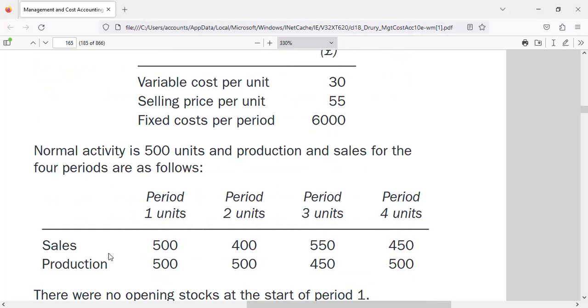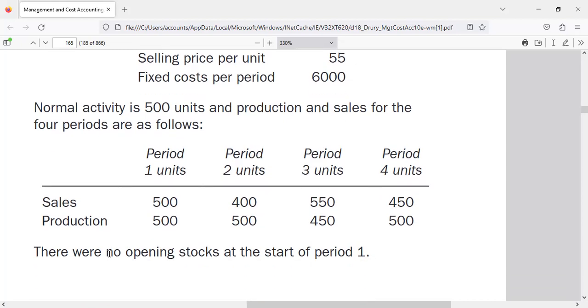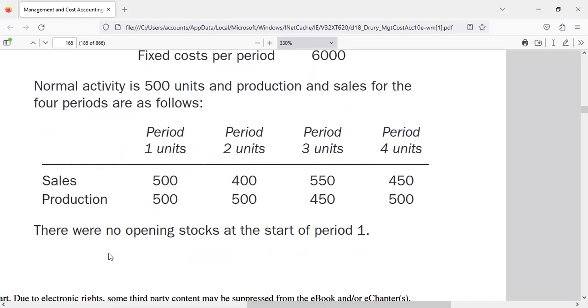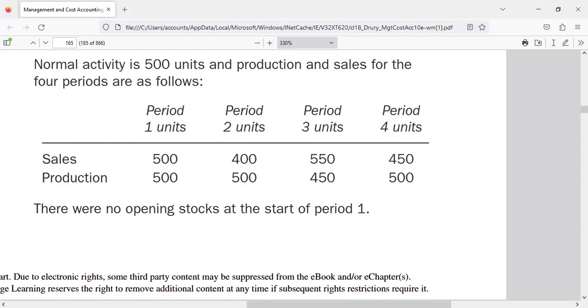In period 1, sales are the same as production. In period 2, production exceeds sales. In period 3, sales exceed production. In period 4, production exceeds the sales. There were no opening stocks at the start of the period.